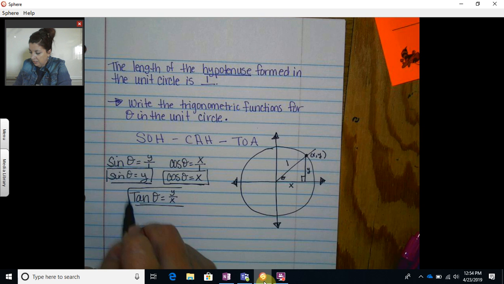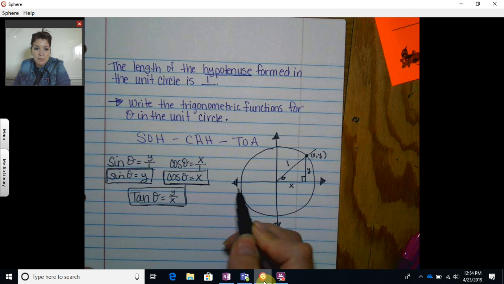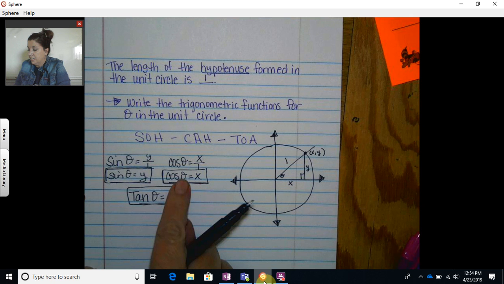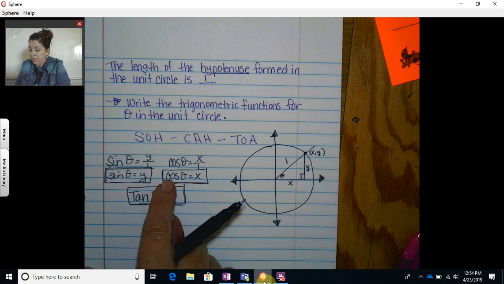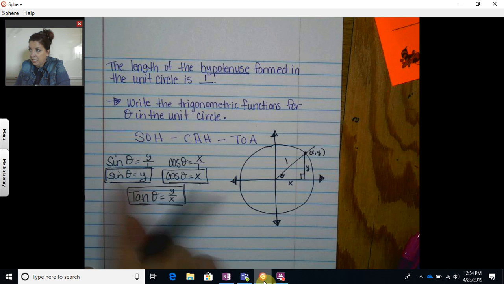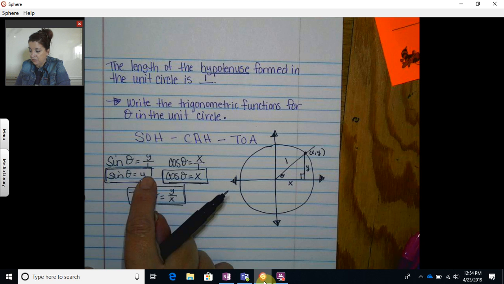You need to memorize those without having to draw a triangle and write them down. How I remember cosine and sine: cosine comes first, C comes first in the alphabet, right? And X comes first in the alphabet. When I say comes first, I mean compared to the S in sine. So sine comes last and Y comes last. If you're comparing the two, that's how I remember.